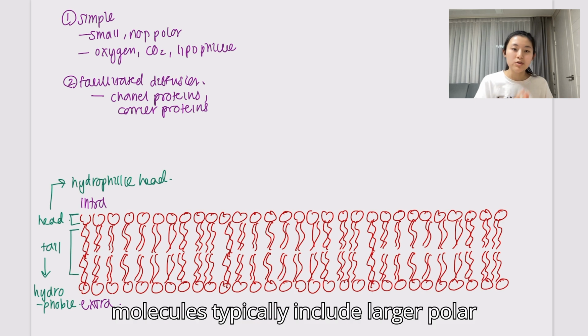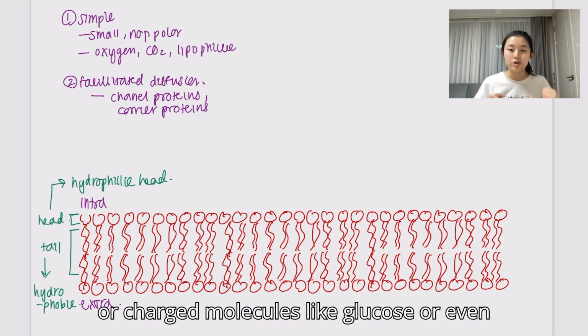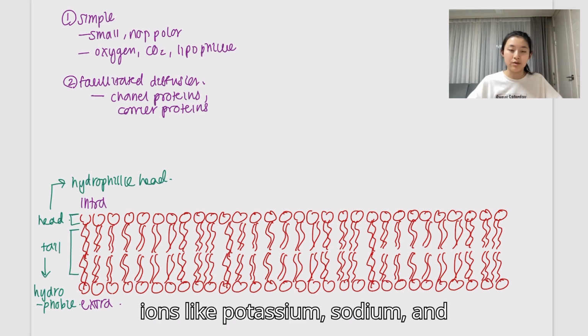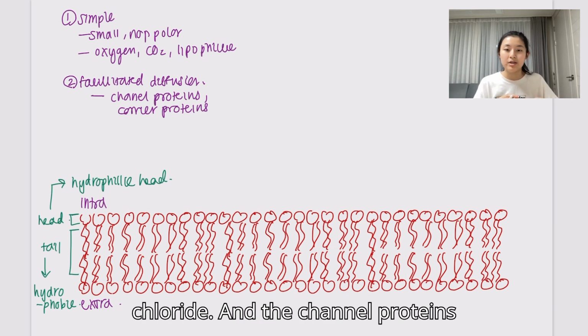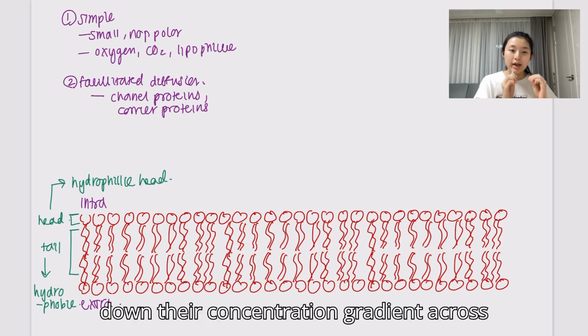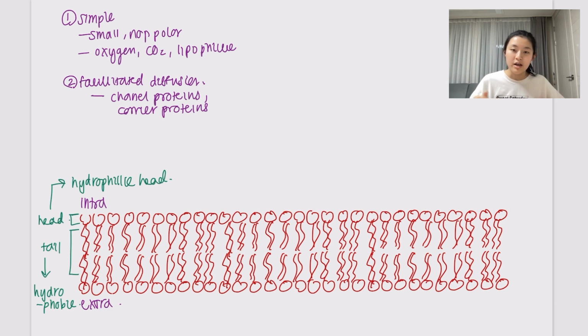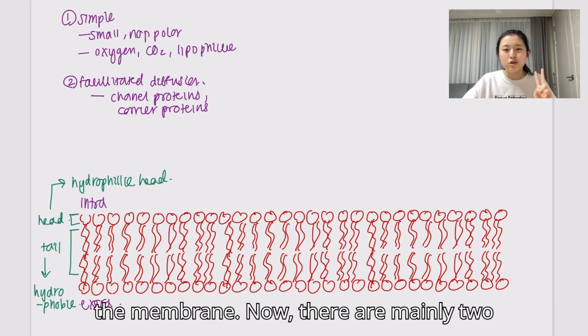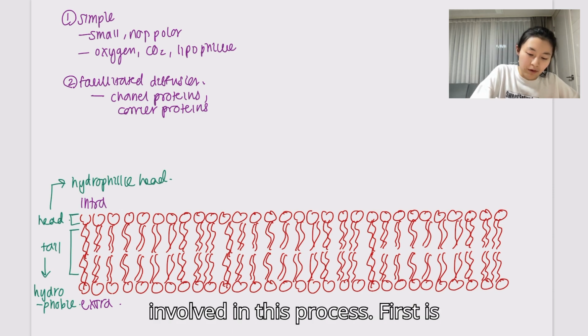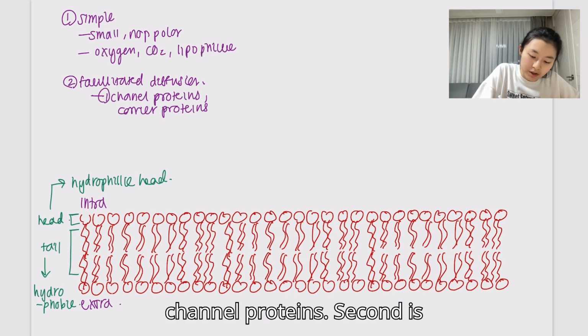Now, these molecules typically include larger polar or charged molecules like glucose, or even ions like potassium, sodium, and chloride, and the proteins help these molecules move down their concentration gradient across the membrane. Now, there are mainly two types of proteins that are involved in this process. First is channel proteins. Second is carrier proteins.